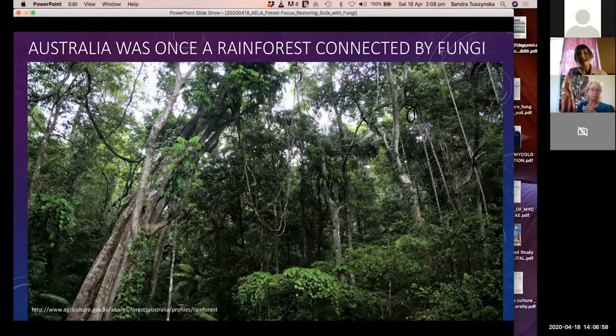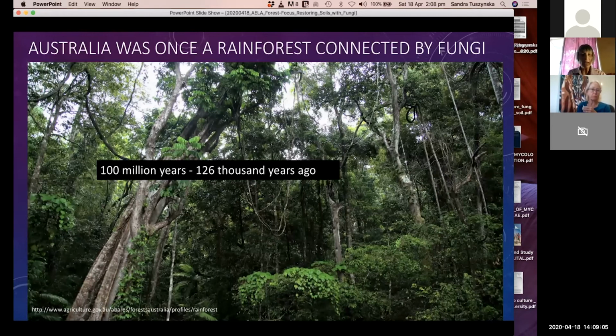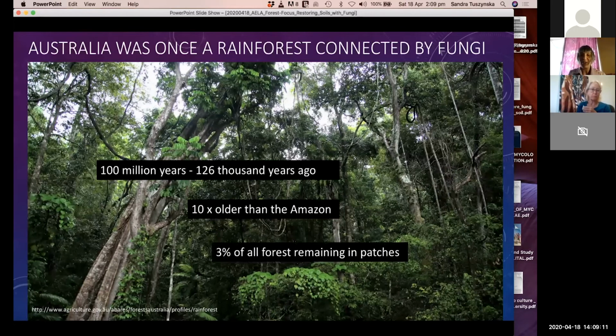And so they say that for about 100 million years, there was this reign of the rainforest, up until quite recently. And apparently this forest was 10 times older than the Amazon, which is quite interesting too. Wow, we are an old continent. And only 3% of that rainforest remains in patches.